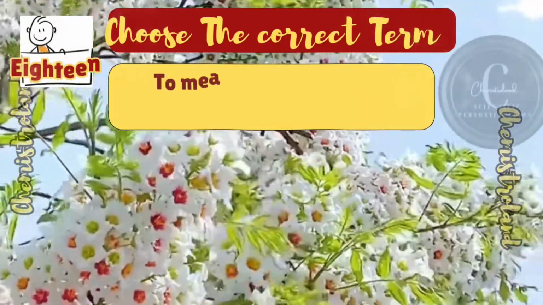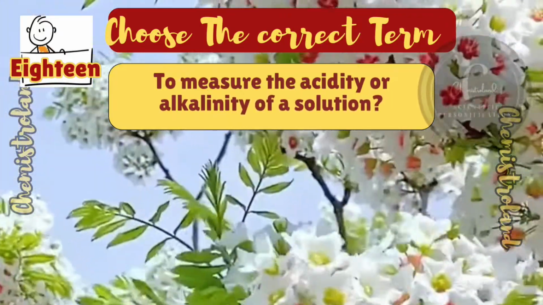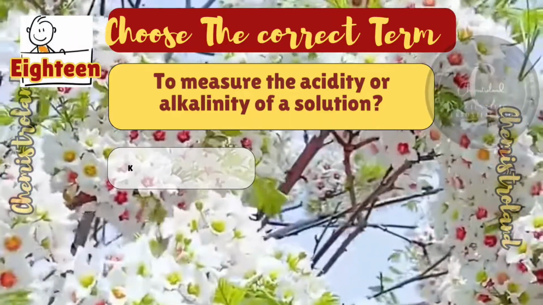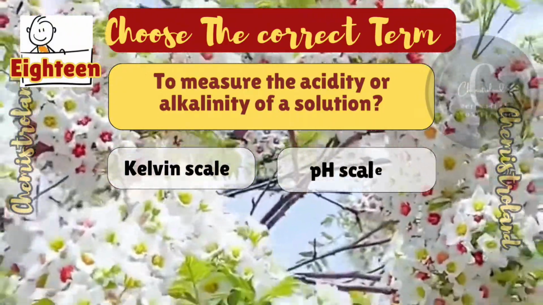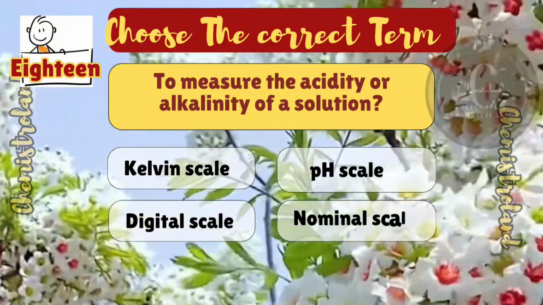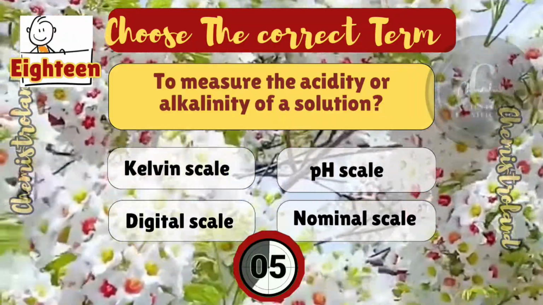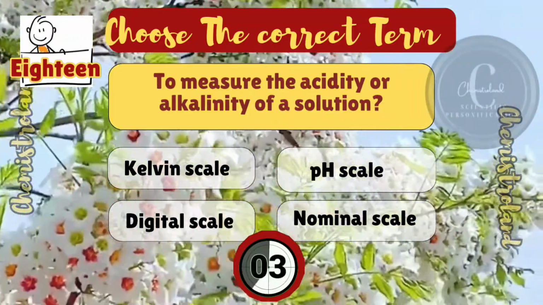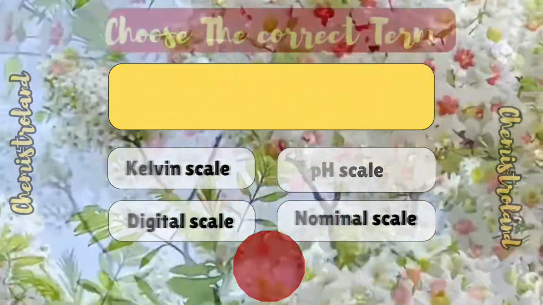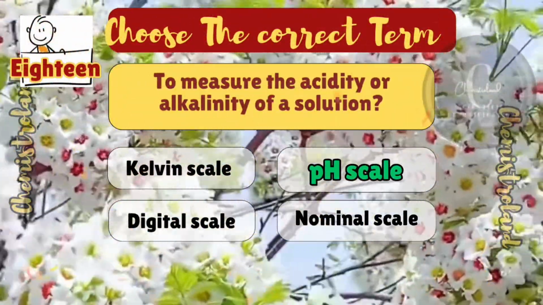Here is another one. To measure the acidity or alkalinity of a solution, commonly called... Options are Kelvin scale, pH scale, digital scale, and nominal scale. Very right. It's pH scale.